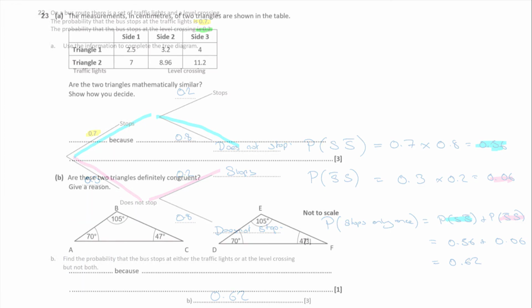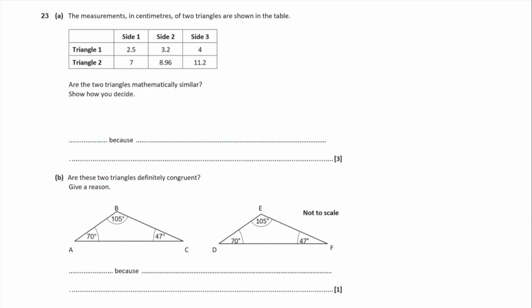0.62. Question 23a, the measurements in centimetres of two triangles are shown in the table. So I've got triangle 1, which has got sides 2.5, 3.2 and 4, and triangle 2, which has got sides 7, 8.96 and 11.2. Are the two triangles mathematically similar? Show how you decide.